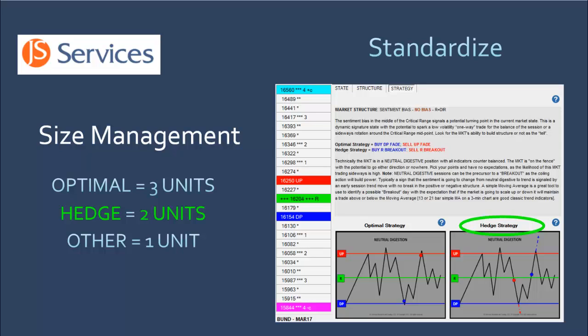Other opportunities that are not defined in the playbook strategy, optimal, or hedge themes, if aligned with the context of the state and the structure, using this size management approach would be a 1-unit trade. So in this example, a buy UP or sell DP breakout is valid, but is only allowed 1 unit. By standardizing your size management, you remove the emotion and align your leverage with the probabilities and the best risk-defined opportunities.